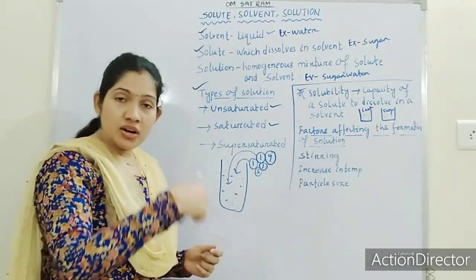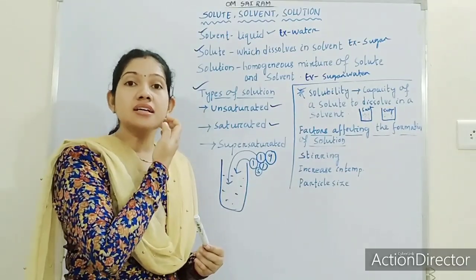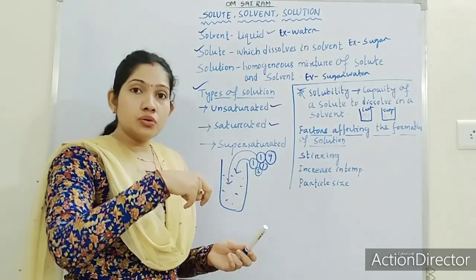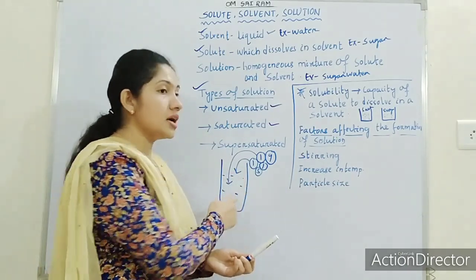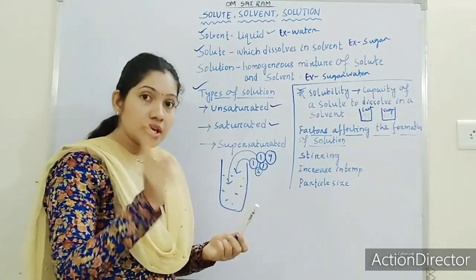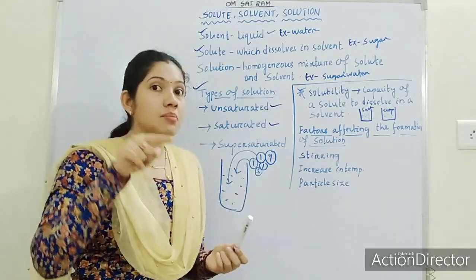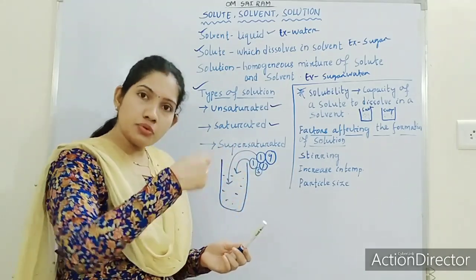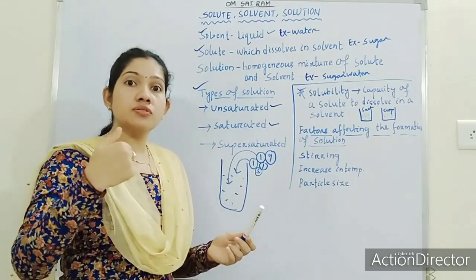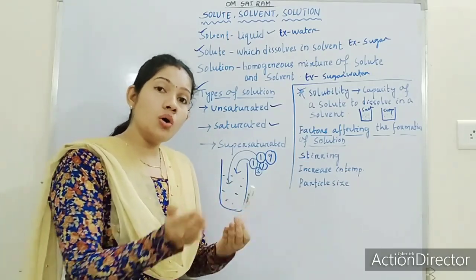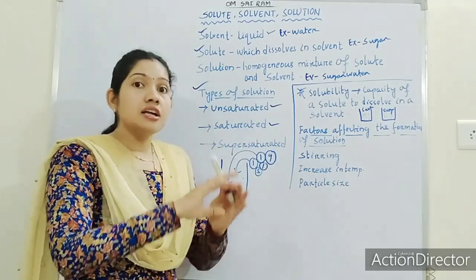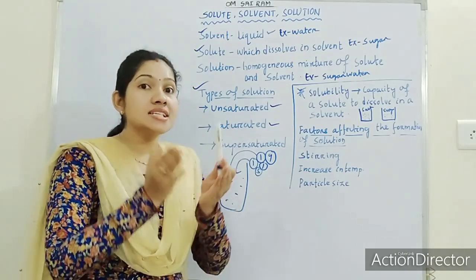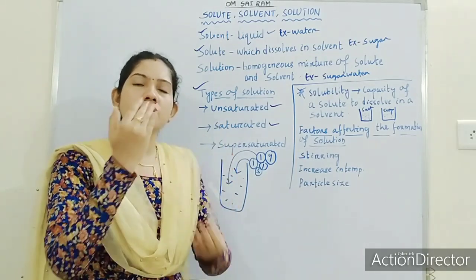Means after adding 3 teaspoons, 4 teaspoons, 5 teaspoons, 7, 8, 9 teaspoons, if I go on adding sugar here, a stage will come in which the dissolving capacity of sugar will be lower. You can mark the solution that we are making. In the first teaspoon, it will dissolve faster. In the second teaspoon, again in the third, fourth, fifth, the more sugar you add, the dissolving capacity will be lower. And one stage will come after adding 9 or 10 teaspoons.